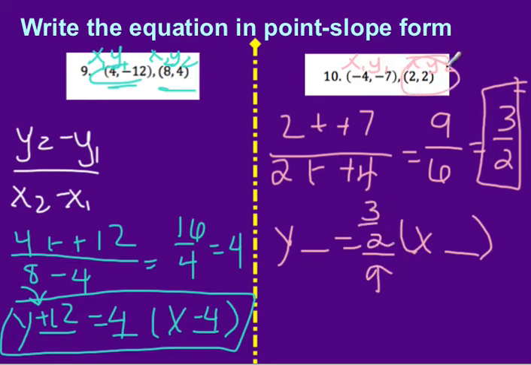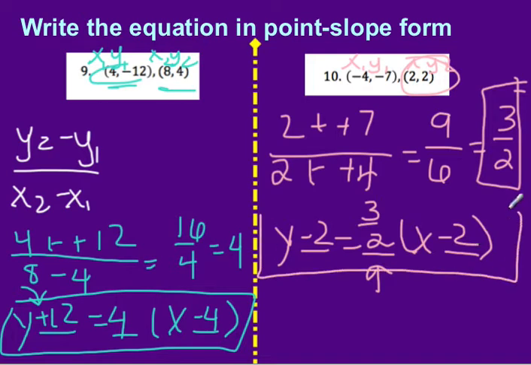And again, you can use either point. Let's just use that one to prove you can use the second one as well. So what we're going to do is opposite of the y-coordinate is 2, so that's going to be minus 2. The x-coordinate is 2, so the opposite is going to be minus 2. So this is your answer. You also could have had y plus 7 is equal to 3/2 times x plus 4. That's okay as well. Okay?